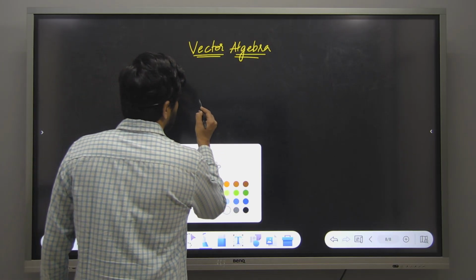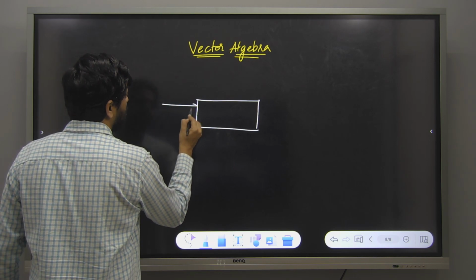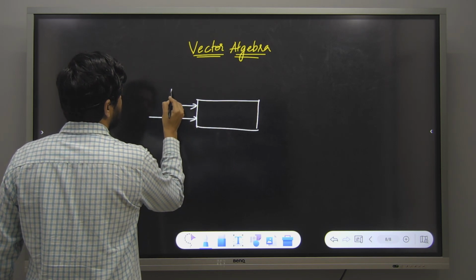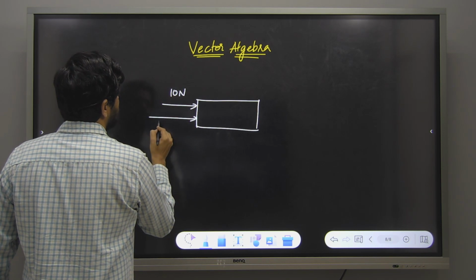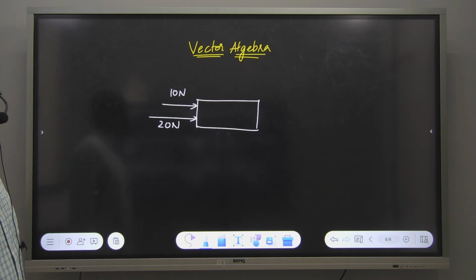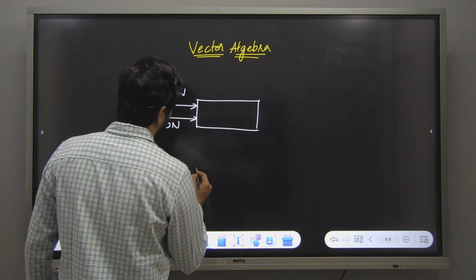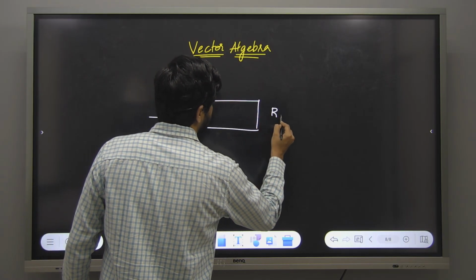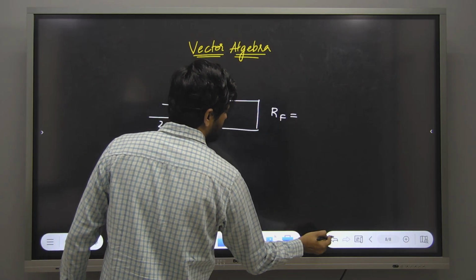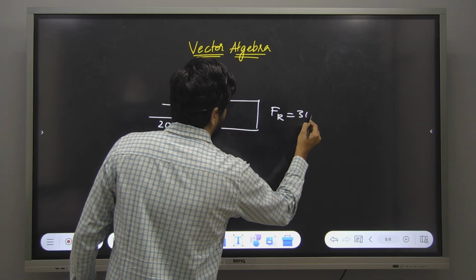Whenever you have a vector quantity, if I have two forces acting on the same body, say this is 10 Newton, say this is 20 Newton, what is the resultant force acting? Total force? 30 Newton. All right. Resultant force is 30 Newton.